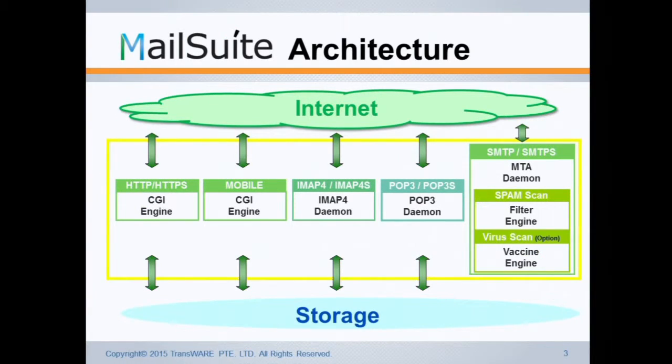Then we would like to talk about the MailSuite architecture. MailSuite, which is one software package, includes a webmail interface, mobile interface, POP and IMAP for receiving mails, MTA for mail delivery, and security functions such as spam and virus scanning. Various functions are integrated into this product.